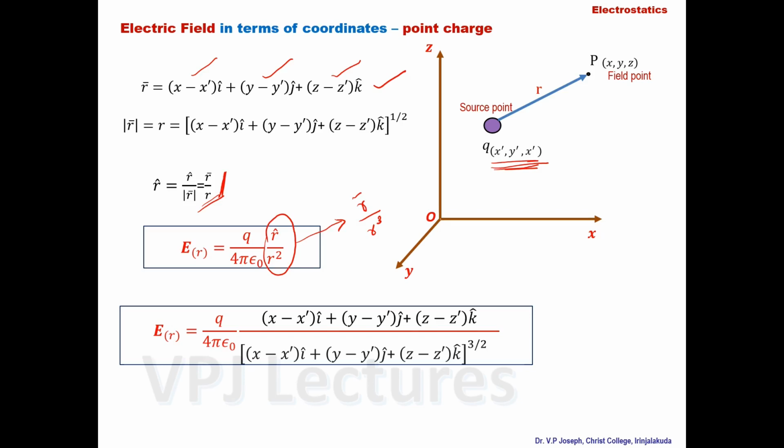So this expression takes this form. E of R is equal to Q by 4 pi epsilon 0 into (x − x')i + (y − y')j + (z − z')k, that is R, divided by [(x − x')i + (y − y')j + (z − z')k] to the power of 3 by 2. So R cube is taken. This is the expression for the electric field due to a point charge in terms of the coordinates.